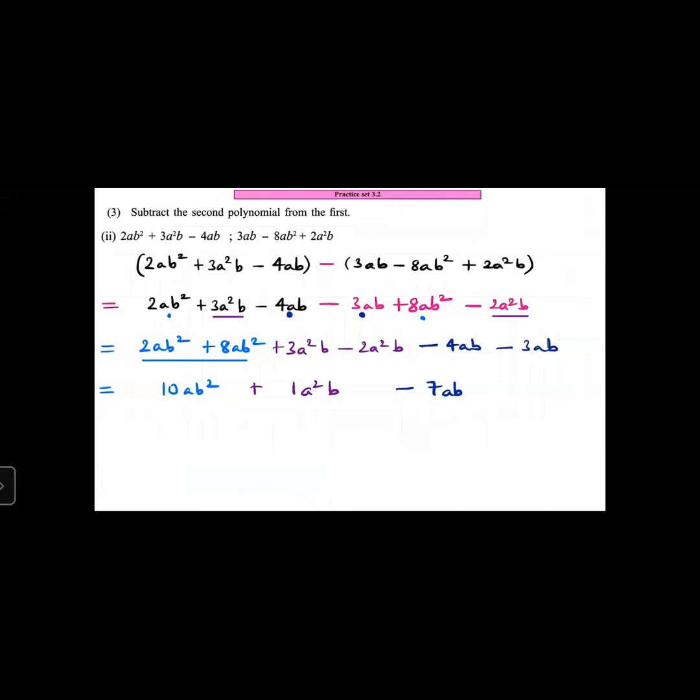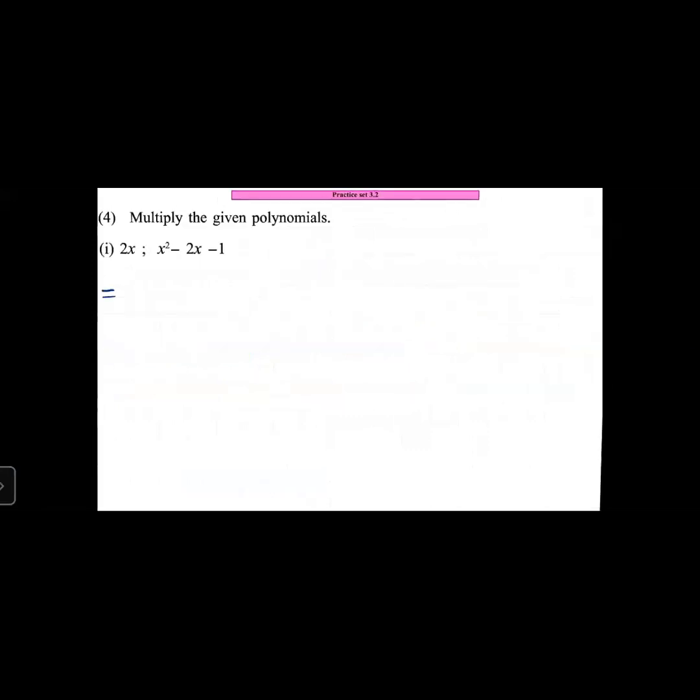Now, what is the next question? Question number 4 is multiplication of the given polynomial. Multiply the given polynomial. So our first question is multiplying. This is quite important. Why? Because we are multiplying a monomial with a trinomial. The degree is important, and how we are doing multiplication is quite important because it's quite lengthy. The multiplication and division procedure is quite lengthy.